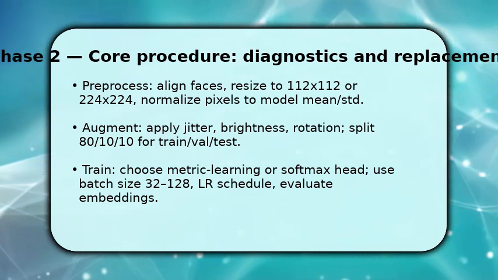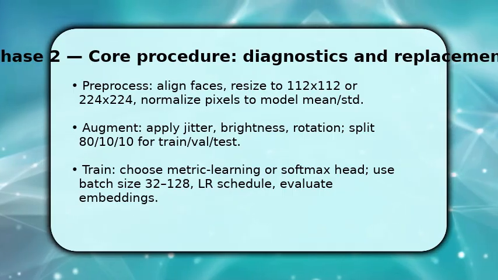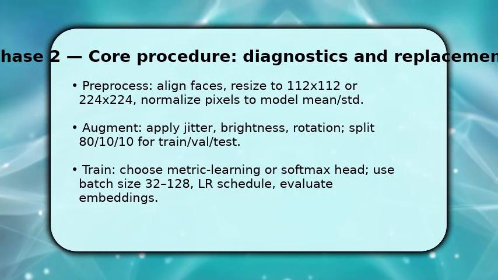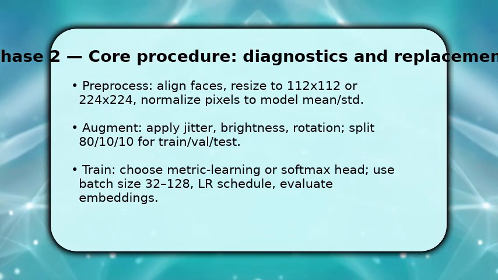For training, select either a metric learning loss or a softmax head, use batch sizes between 32 and 128, apply a learning rate schedule, and validate embeddings with cosine similarity.